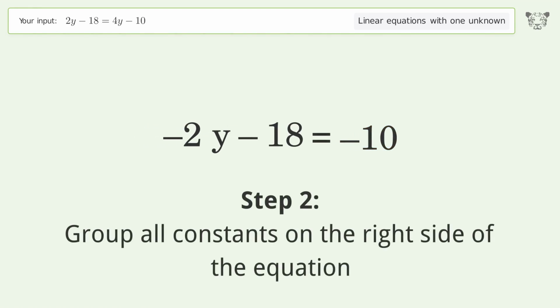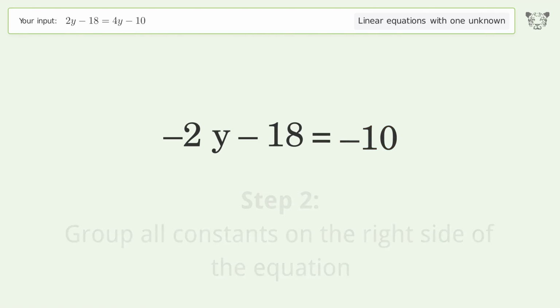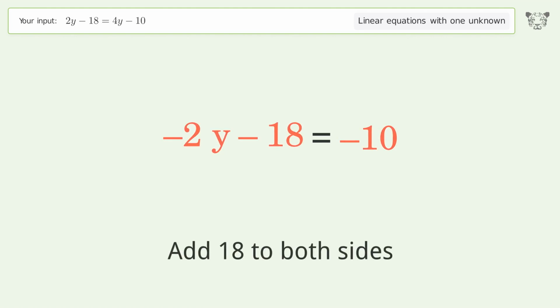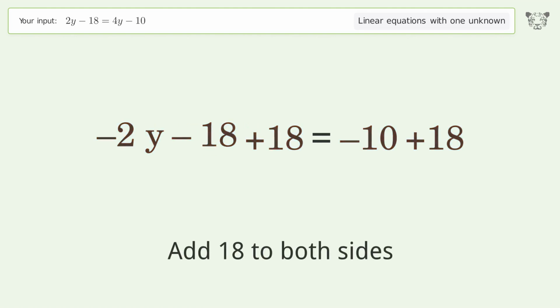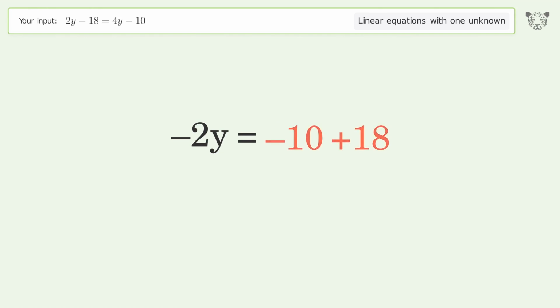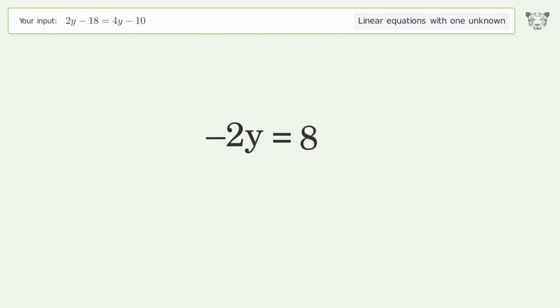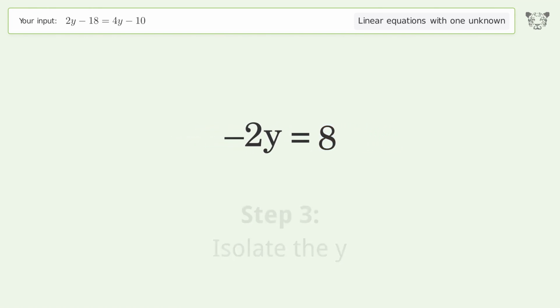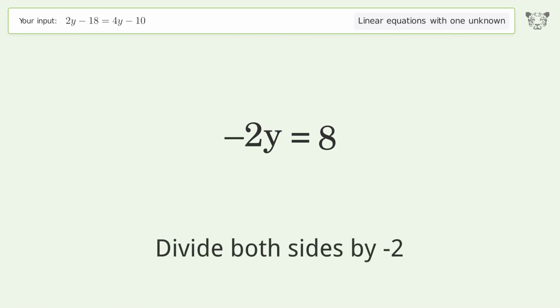Group all constants on the right side of the equation. Add 18 to both sides. Simplify the arithmetic. Isolate the y. Divide both sides by -2.